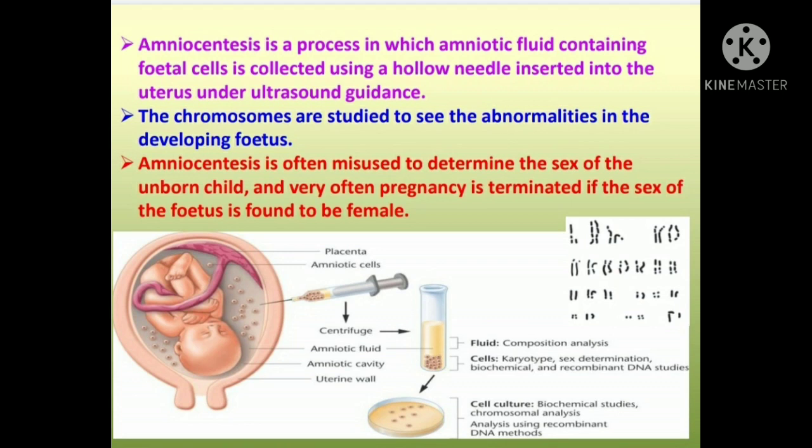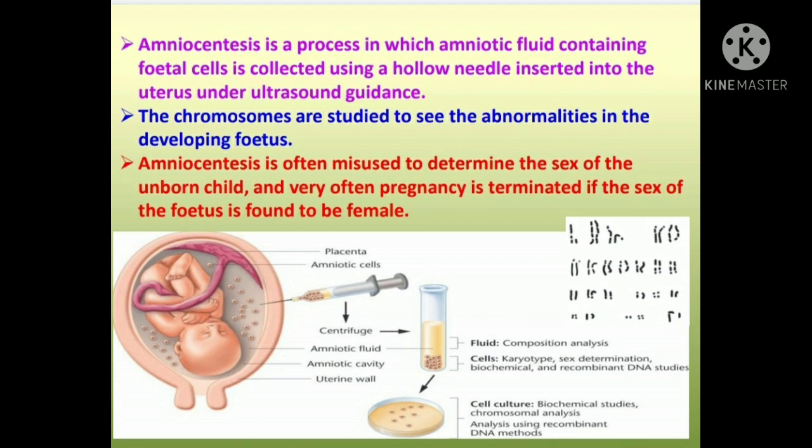Now, from the figure, we can see that amniocentesis is done. Basically, it is used to extract the fetal cells for genetic analysis. Fetal cells are collected from the amniotic fluid for the proper genetic analysis of the baby, for the proper chromosomal analysis of the fetus.